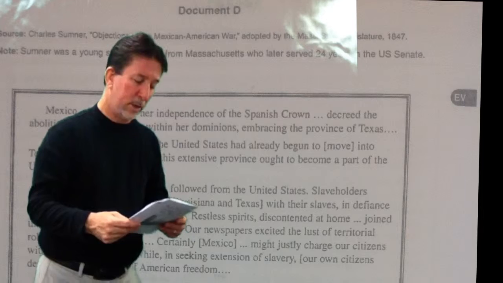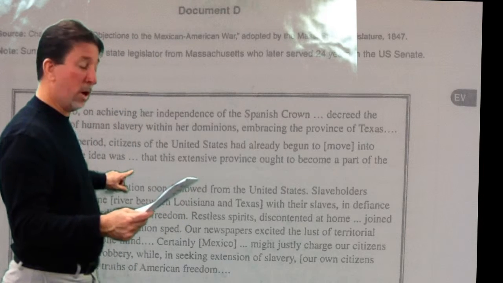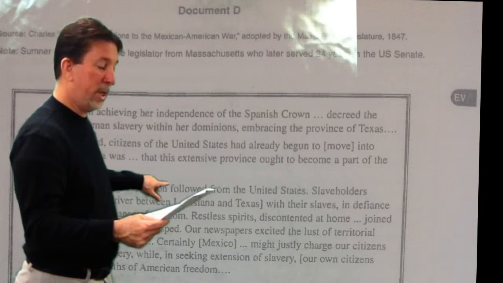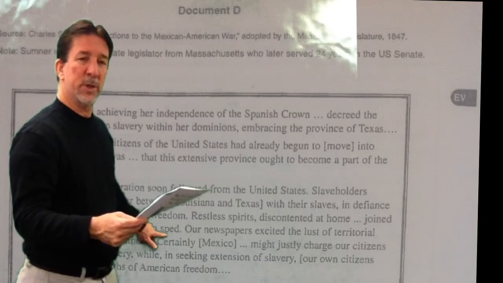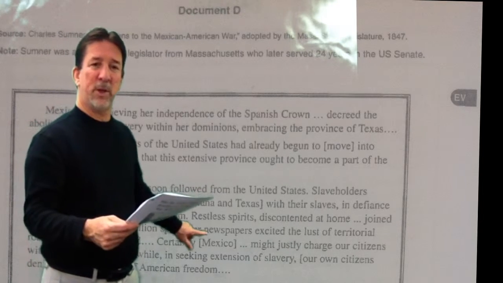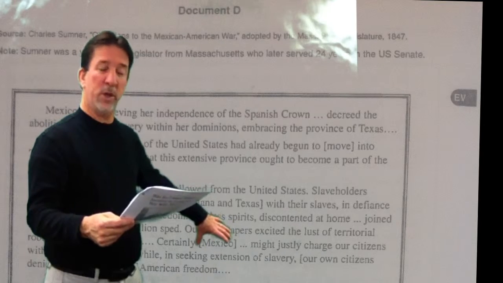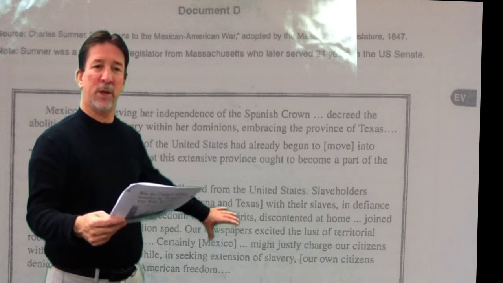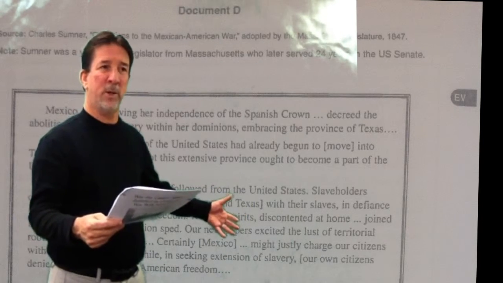So we look at the reasons why he thinks that this whole war is wrong. And he talks about people already beginning to move to Texas. And then he talks about slaveholders. So his premise, or his reason, seems to be he's focusing on this whole issue of slavery. What is he concerned about? Why is an American concerned about slavery? Well, if you're against slavery, you obviously don't want it to expand.